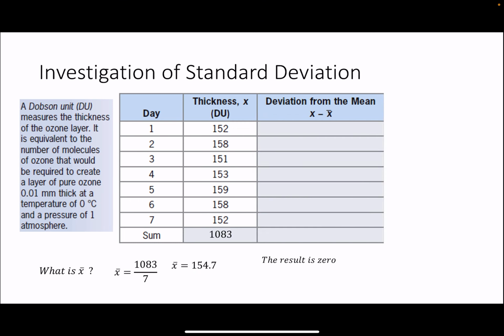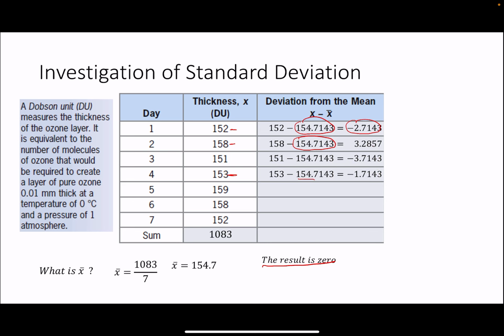Deviation from the mean. Now, the result will be 0 when we add them up, but let's take a look at what that means. I take 152, I subtract the mean from it, and I end up getting negative 2.714. I take 158 and I subtract the mean from 158. That's the mean. We end up getting 3.2857. So we're going to do this for every single point. 151 minus the mean. We get 153, take away the mean. We get 159, take away the mean.